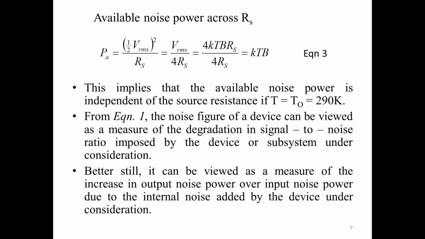This implies that the available noise power is independent of the source resistance if T is equal to T0, equal to 290 Kelvin. From equation 1, the noise figure of a device can be viewed as a measure of the degradation in signal to noise ratio imposed by the device or subsystem under consideration. Better still, it can be viewed as a measure of the increase in output noise power over input noise power due to the internal noise added by the device under consideration.